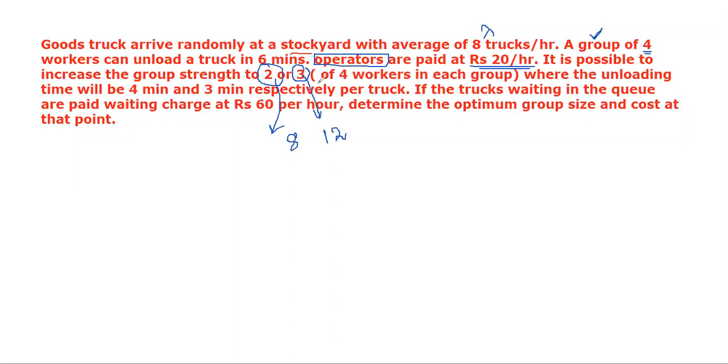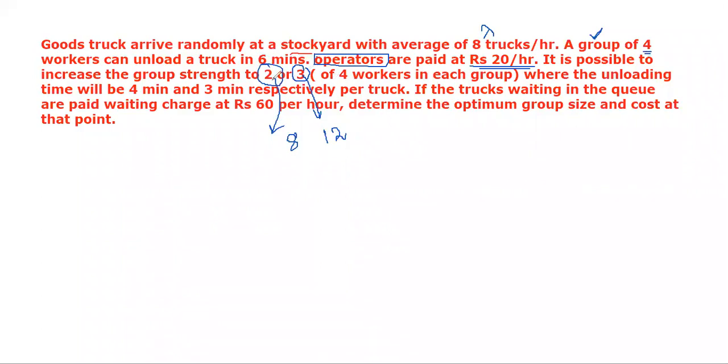And see here, 4 workers in each group. Okay, that's mentioned here. We can have 4 workers in each group, where the unloading time will be 4 minutes and 3 minutes respectively per truck. Okay, so if only one group is working, then the unloading time is 6 minutes per truck. Okay, when only a single group is working, that is only when 4 operators are working, then the unloading time is 6 minutes per truck.